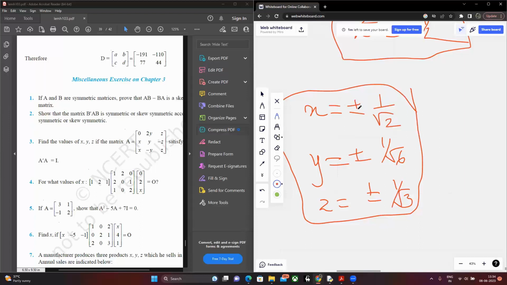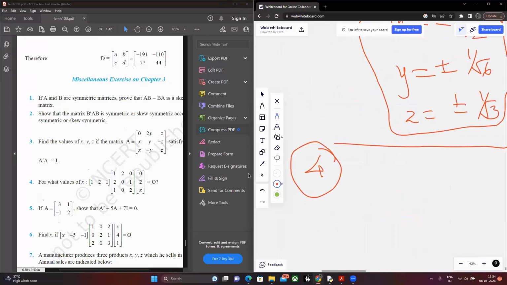Right? So you have, basically, 8 possible solutions. That is all plus, 3 cases of 1 minus, that is either x is minus 1 by root 2 or y is minus 1 by root 6 or z is minus 1 by root 3, and the rest are positive, right? You have three solutions which have only one positive expression. That is either x is plus 1 by root 2, y is plus 1 by root 6, or z is plus 1 by root 3, and the rest are negative. And then you have one solution which is non-negative, right?